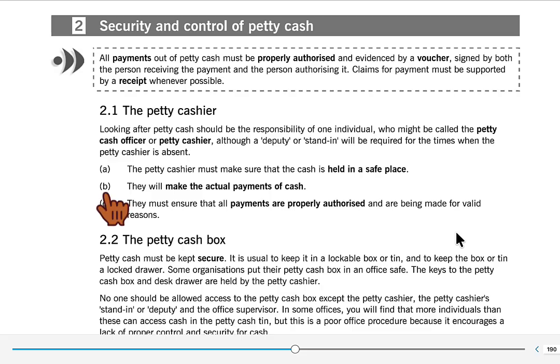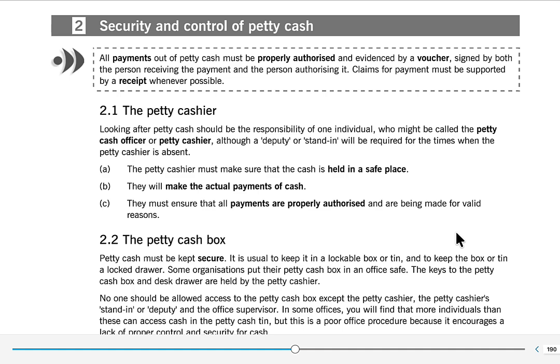Duty 2. Make the actual cash payments. This is the operational part. The petty cashier is the person who physically gives the money. But the petty cashier must not pay cash like a friend doing a favor. It must be a business process. So the petty cashier must pay only when there is a valid request. A valid request means the payment is for the business. The payment is small enough to be allowed as petty cash. The payment follows the company rules.